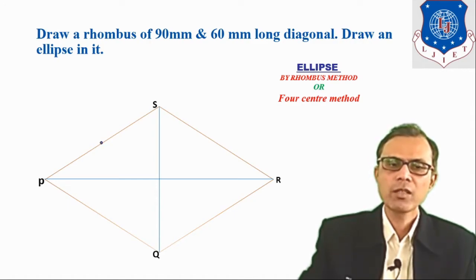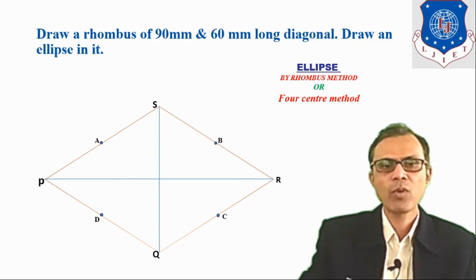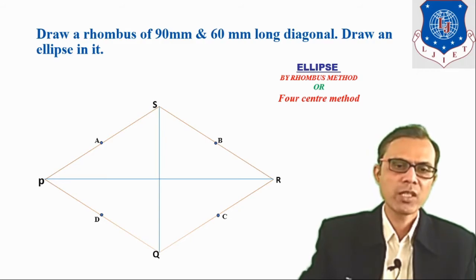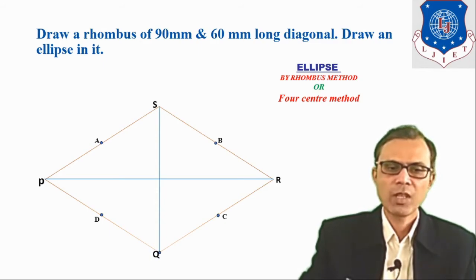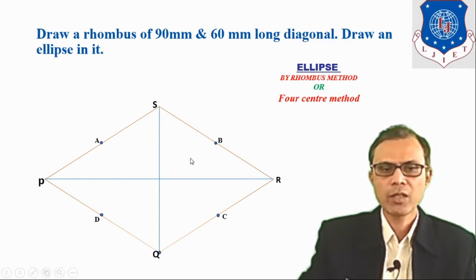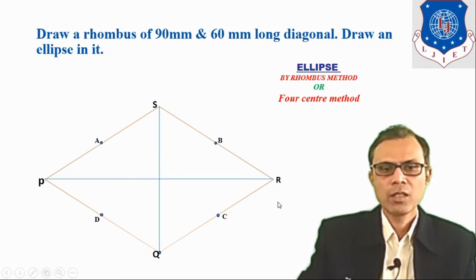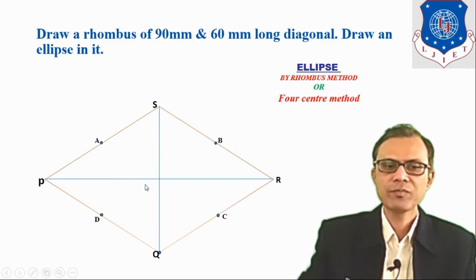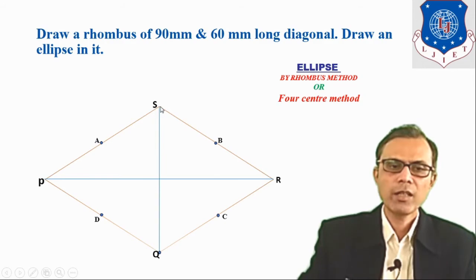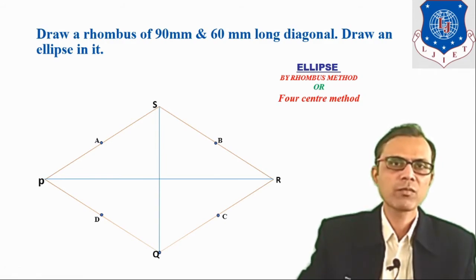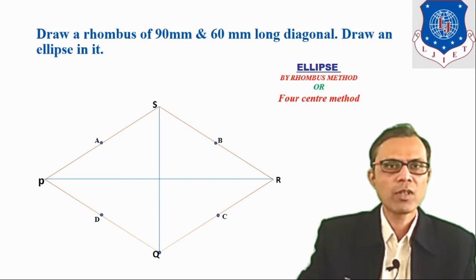Now mark the midpoint of all the sides of this rhombus as shown here, and let us take all these midpoints as A, B, C and D. So these are the midpoints of the sides of the rhombus. Now we have two diagonals PR and QS, and midpoints of all these sides ABCD. Actually Q and S are two center points. The 2 points of the shorter diagonal are two center points.